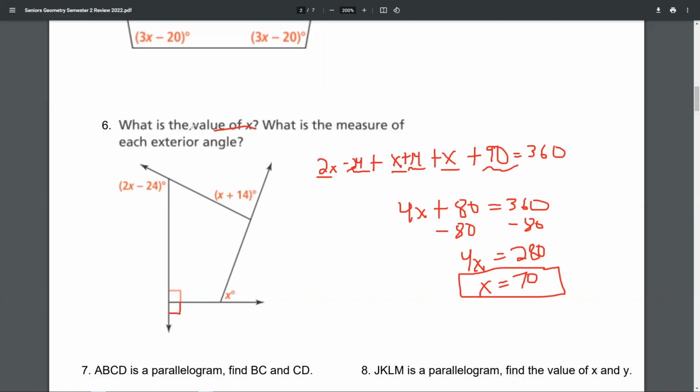Now we need the measure of each exterior angle. So we know this one's 90. We know this one's 70. And then we can plug in here. 70 plus 14 is going to be 84. And then 2 times 70 is 140 minus 24 is 116. If you add those up, 116, that's 200, 270, 360. Yep, 116 plus 84 plus 70 plus 90 will give you 360. The exterior angles add up to 360.